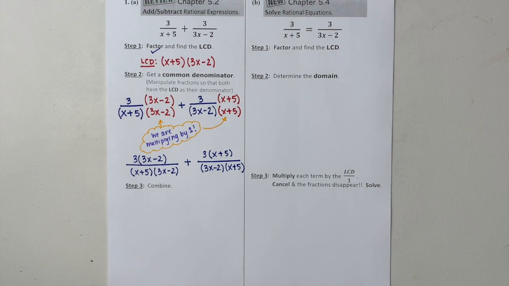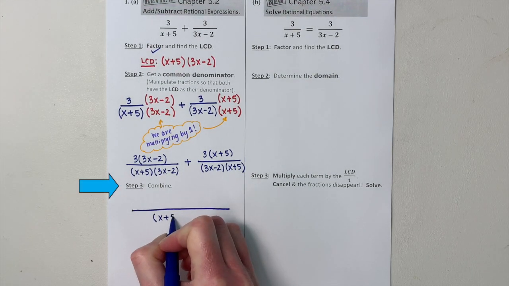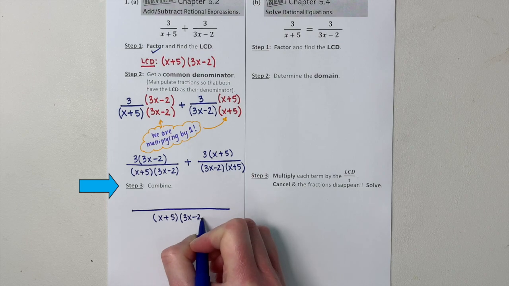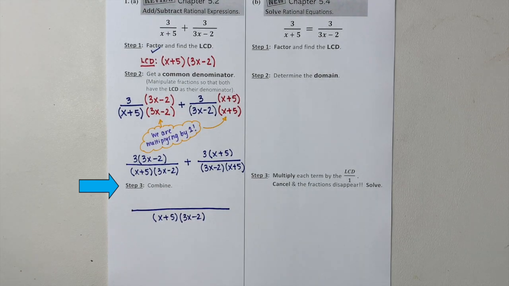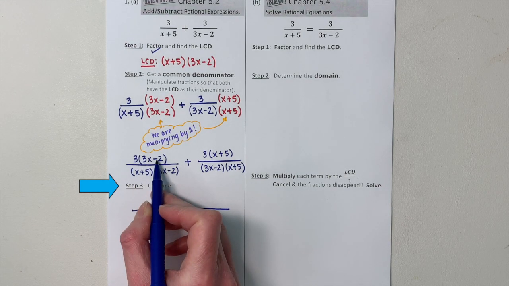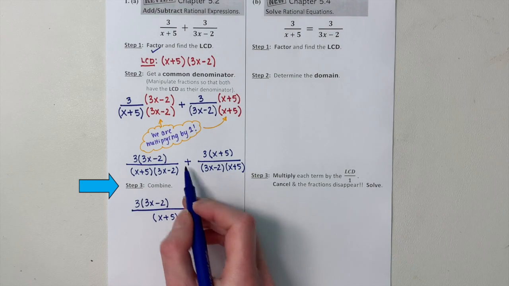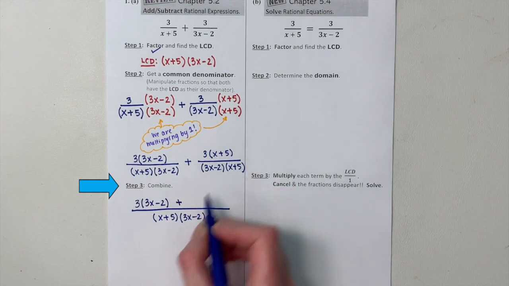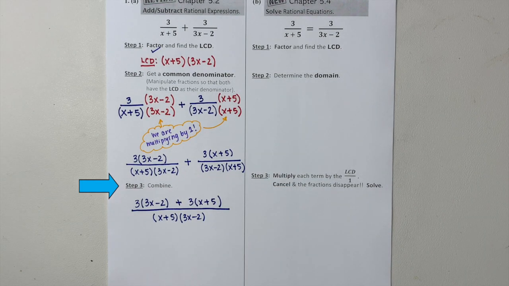Whenever you're adding fractions with a common denominator, we always keep the denominator, x plus 5 times 3x minus 2, or if you switch the order of those factors, that would be fine as well. And then we add the numerators. So I'm going to take this numerator and copy it here, and then I'm going to add this numerator right here.